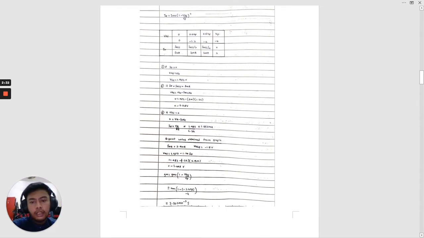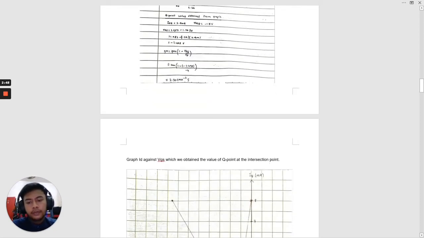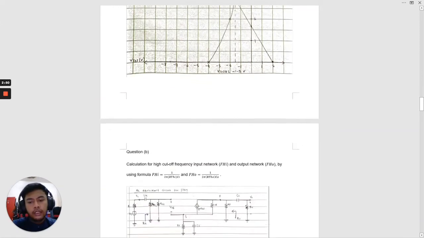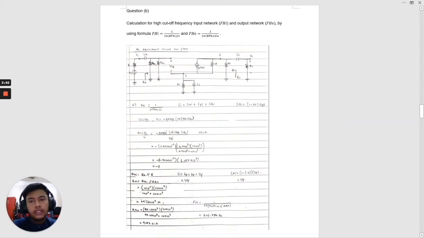And then we get the value of VGS is negative 1.498. So we can proceed to calculate the GM value. And then substitute the VGS value, we get the answer is 2.502 millisiemens. And then next is question B. Question B asks to calculate the high cutoff frequency of FHI and FHO.